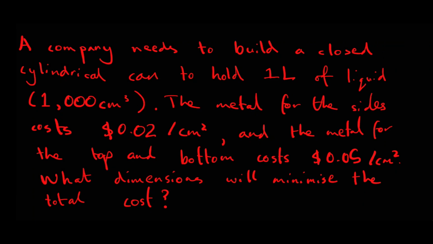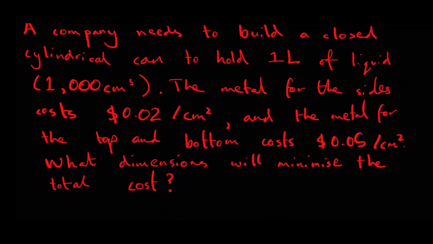Alright, here's one last question. A company needs to build a closed cylindrical can to hold 1 liter of liquid, which is 1000 centimeters cubed. The metal for the sides costs 2 cents per centimeter squared, and the metal for the top and bottom costs 5 cents per centimeter squared. What dimensions will minimize the total cost?